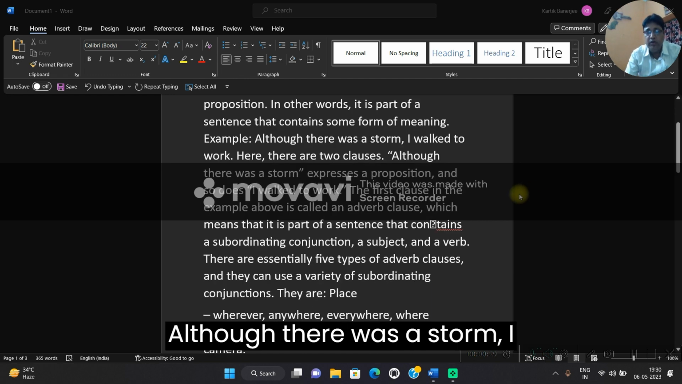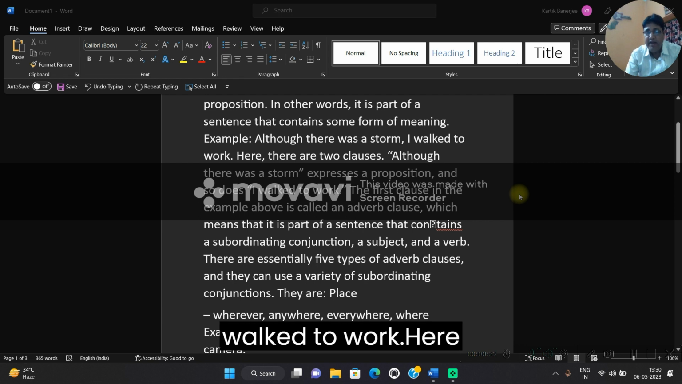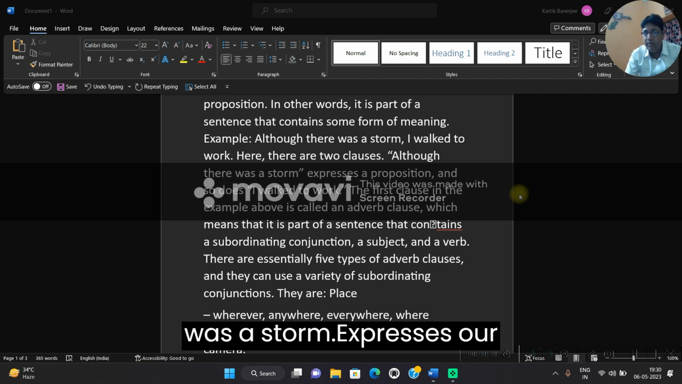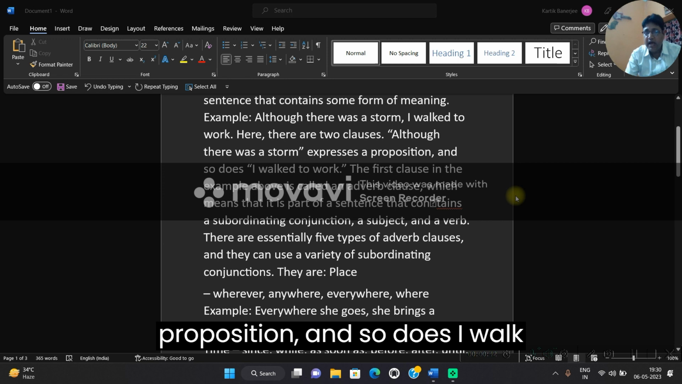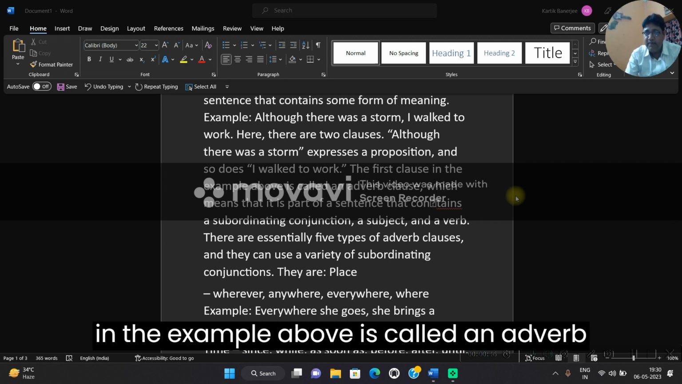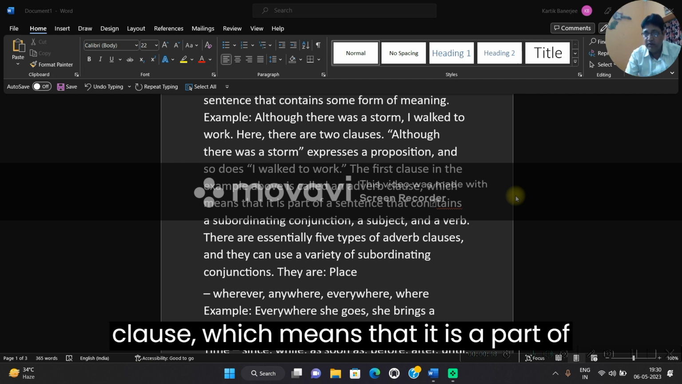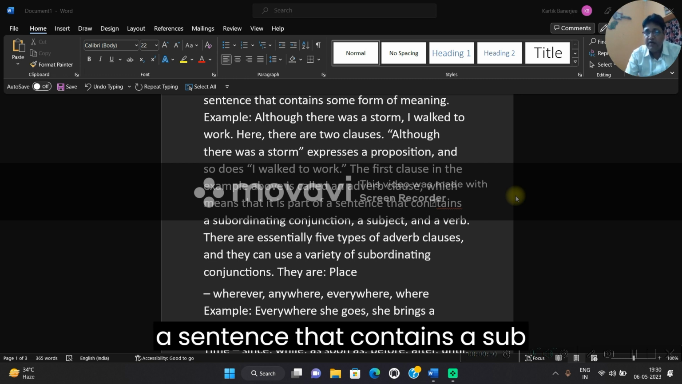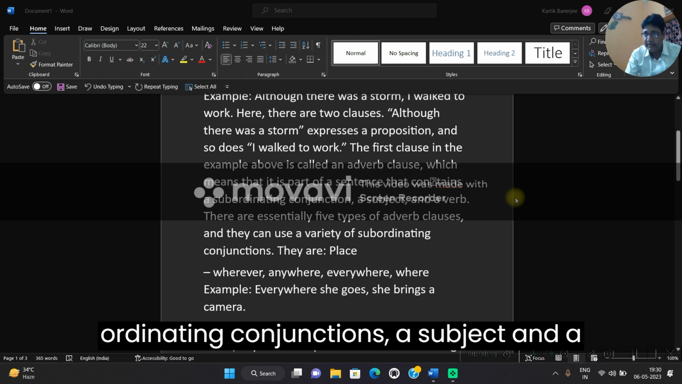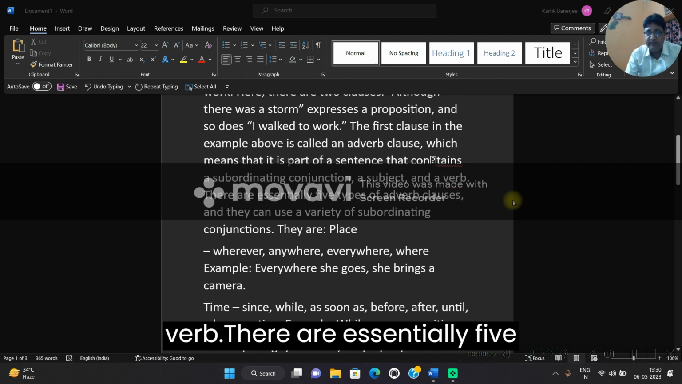Example: although there was a storm, I walked to work. Here, there are two clauses. Although there was a storm expresses a proposition, and so does I walked to work. The first clause in the example above is called an adverb clause, which means that it is a part of a sentence that contains a subordinating conjunction, a subject and a verb.